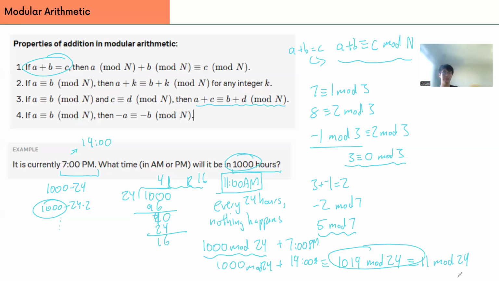I have to admit this is not the best example for this problem, but you can sort of see what I'm getting at. Every 24 hours, nothing happens, so 24 hours equals 0. We don't care about every 24 hours that passes. Okay.